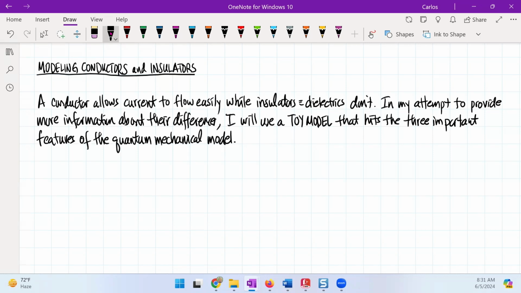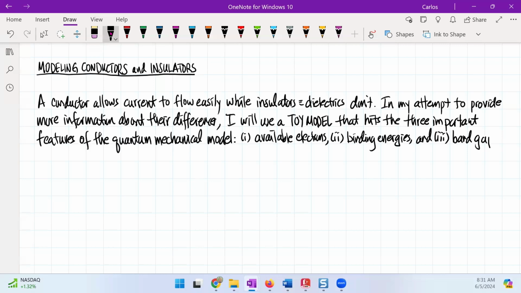And I'll talk about these in a moment here, but it comes down to the available electrons, the binding energies, and something called the band gap. So let's look at a picture of this. So here is my toy box model.